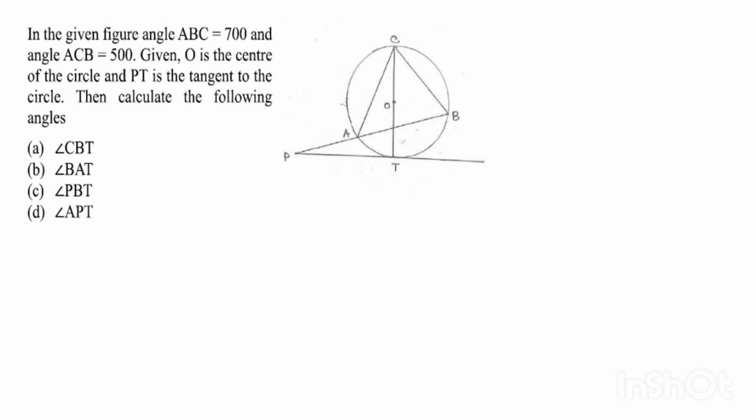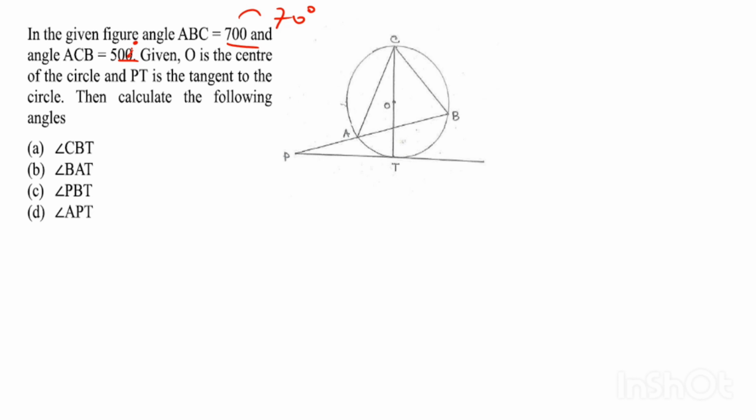In this question, we need to find the value of 4 different angles. Don't worry, it's not 700, 500. There is a printing mistake. If you use a little common sense, you will understand. It's not 700, it's 70 degree. It's 50 degree.